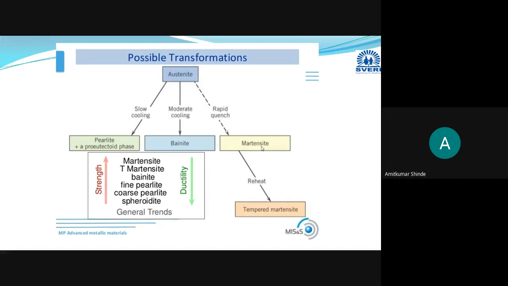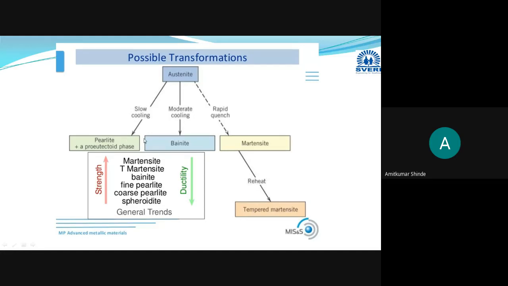Then reheating is done, not preheating, this is the reheating process. After getting that martensite structure, it is heated again in the temperature zone of 200 degrees Celsius to 500 degrees Celsius, and again cooled to make it a little bit softer. That is termed tempered martensite.